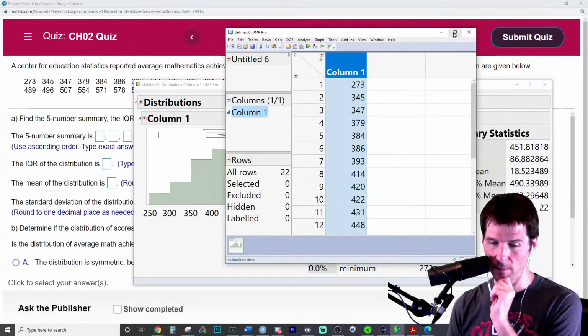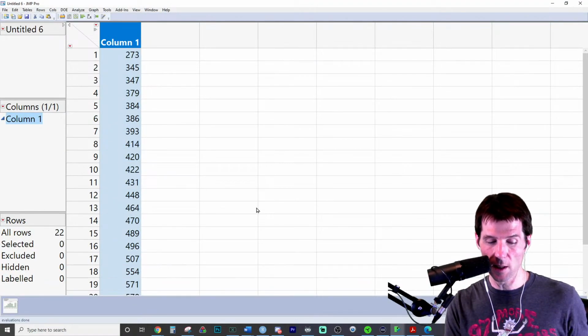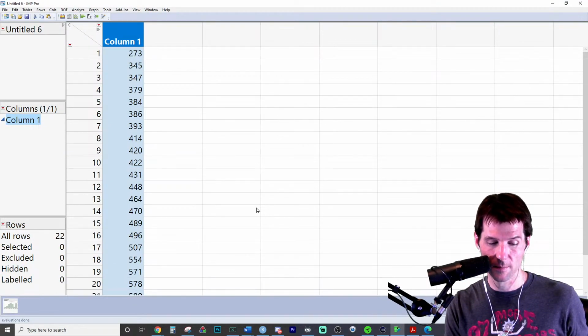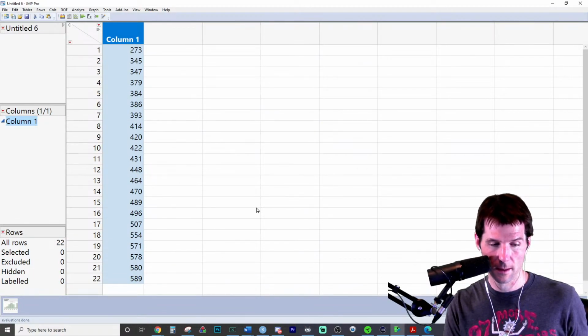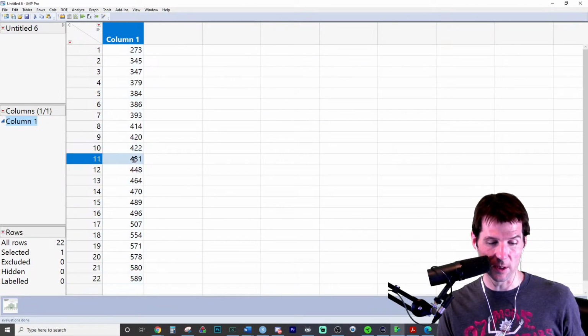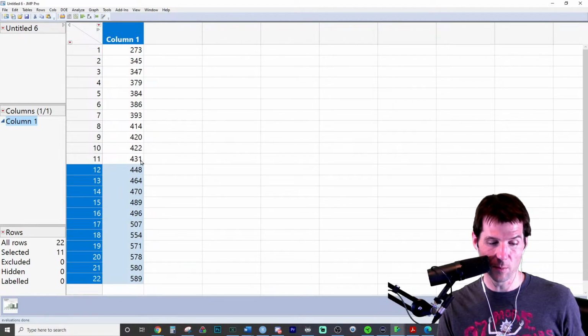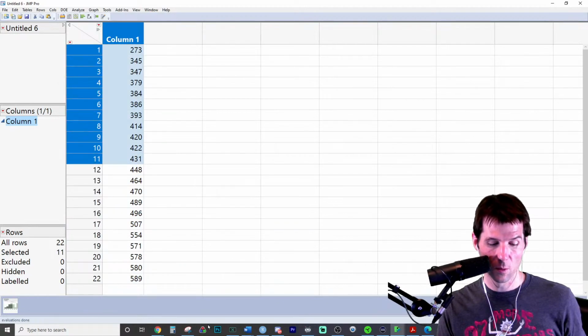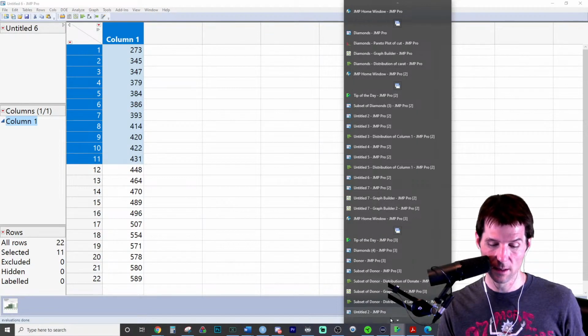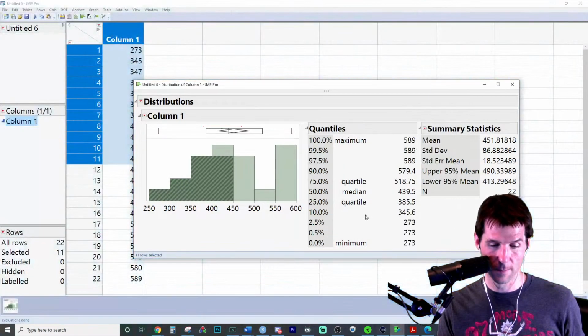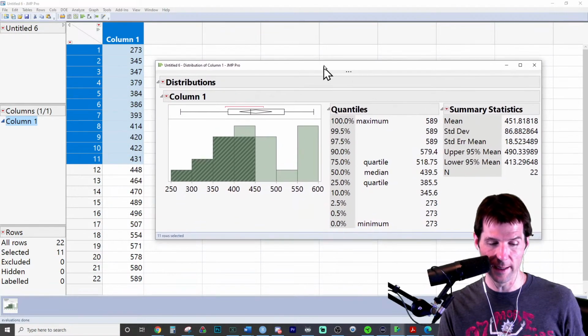Let me look at the data. When we look at the data right here, we can actually find... I think this is going to be one of the least fun questions right here. We can find the IQR itself by going here with 22 numbers. We would have here the top portion and the bottom portion. We already have the median, and the median is right here at 439.5.